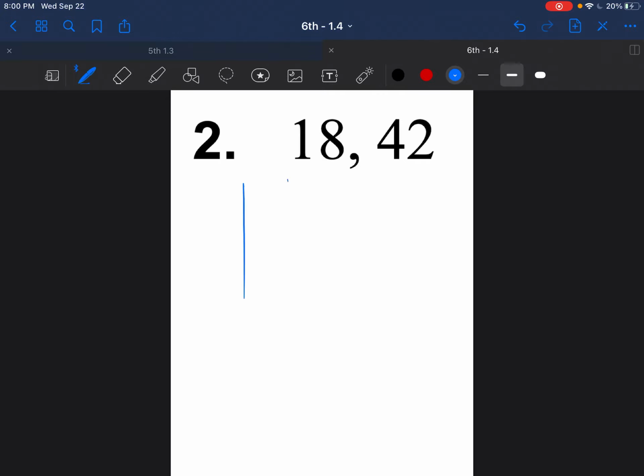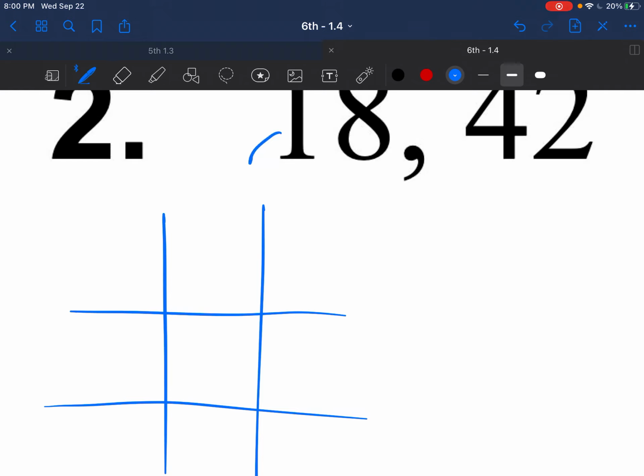So here we go. Let's draw our tic-tac-toe. We're going to put in our first number over here, so that's 18. Put our second number over here, so that's 42. Now we got to think of a number that can go into 18 and 42. If you really know your multiplication and division, the bigger your number is, the faster you're going to get your answer. But if you don't know, you can start off small. So I'm going to start off with the number 2 because I know they're both even.